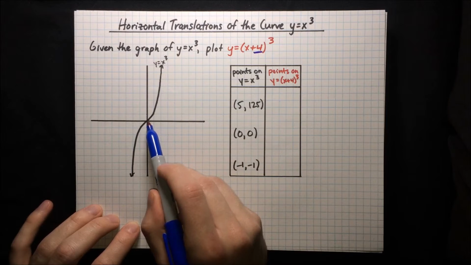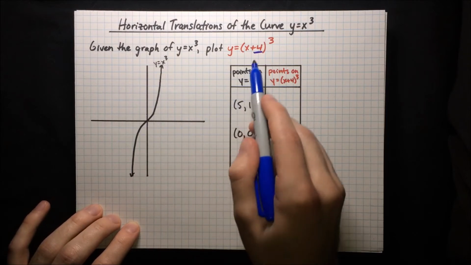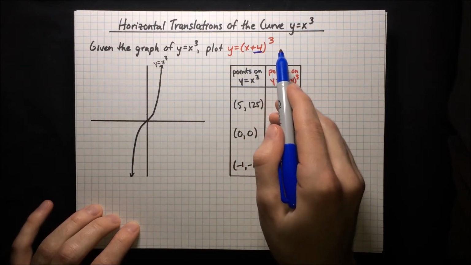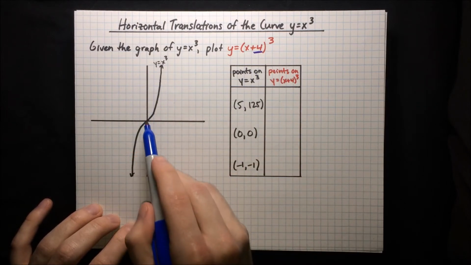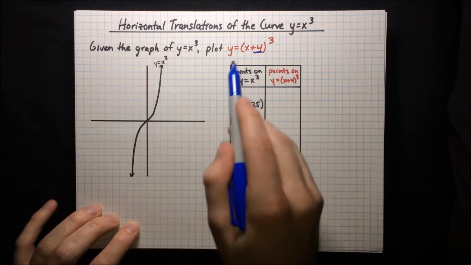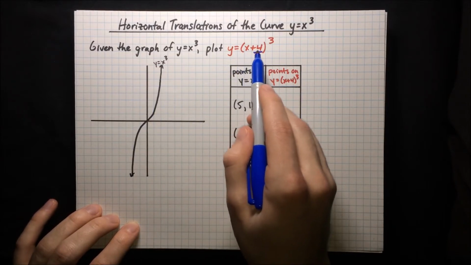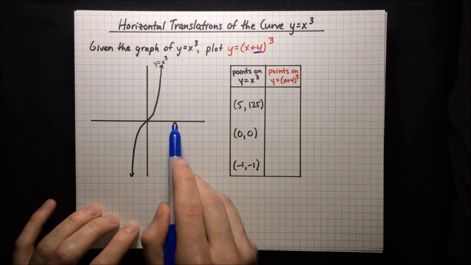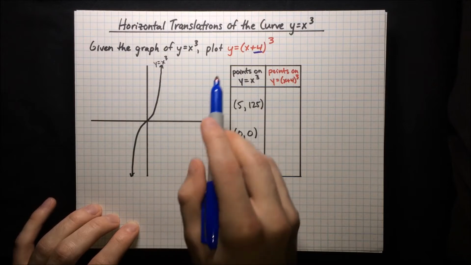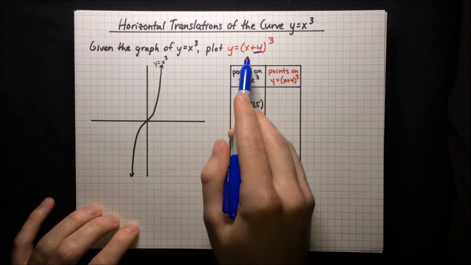Now remember from vertical translations that if we had a plus 4 at the end, that would just move the graph up 4 units in the positive y direction. So you might guess that this plus 4 on the inside with the x would just move the graph 4 units in the positive x direction. And that would, perhaps surprisingly, be incorrect. For horizontal translations, things are reversed a little bit.